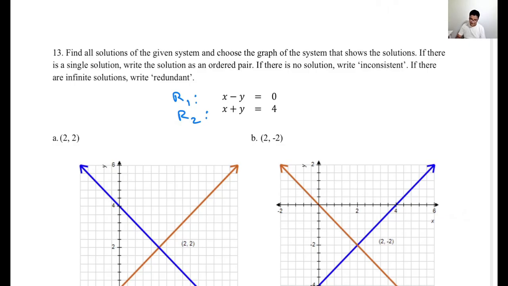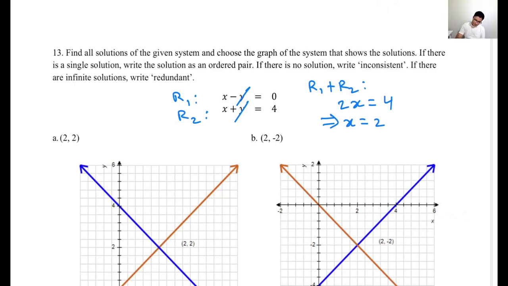They are already given in such a nice way that the only row operation you can do is R1 plus R2. Just add the two rows, right? Remember, that is one of the row operations. So when you do that, the y and y will cancel because you are adding them. You will get 2x equals 4. And then you solve it, you get x equals 2.